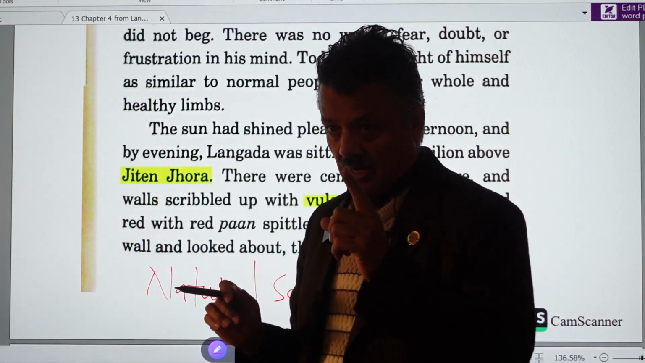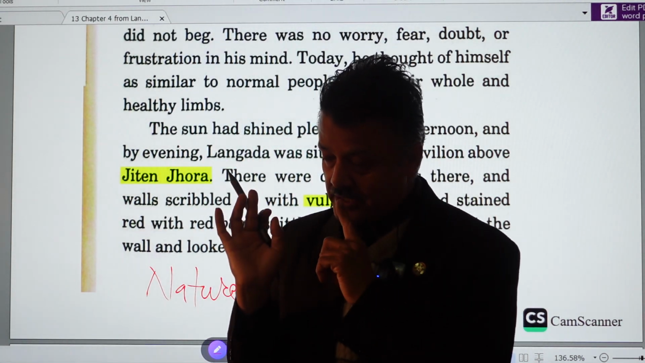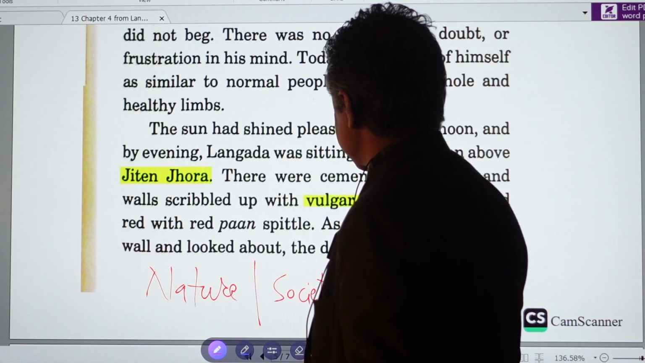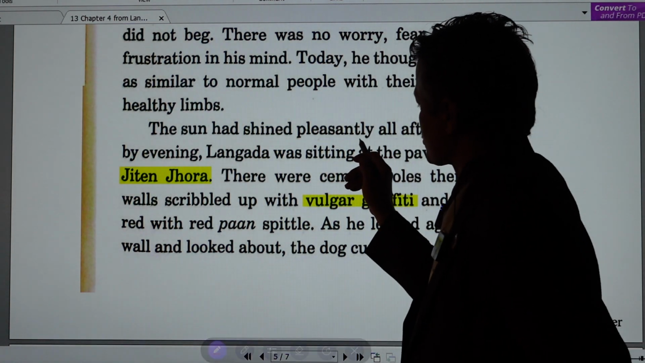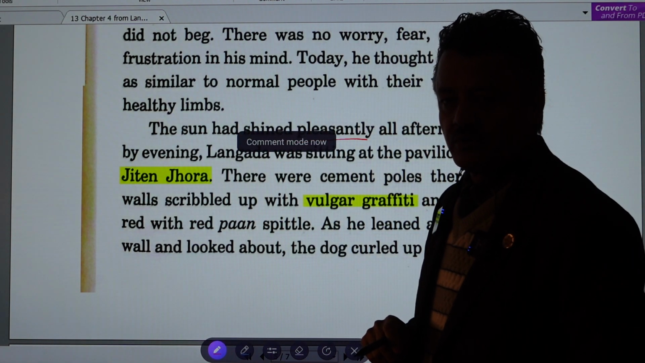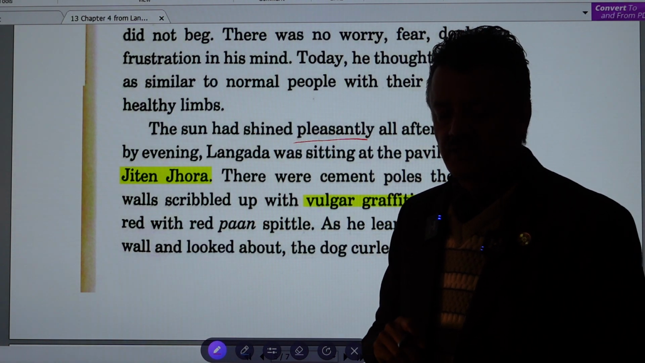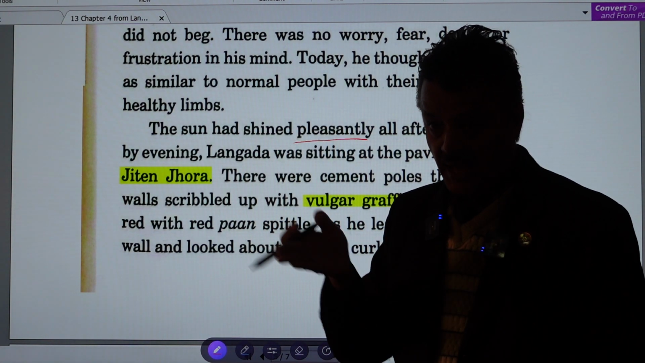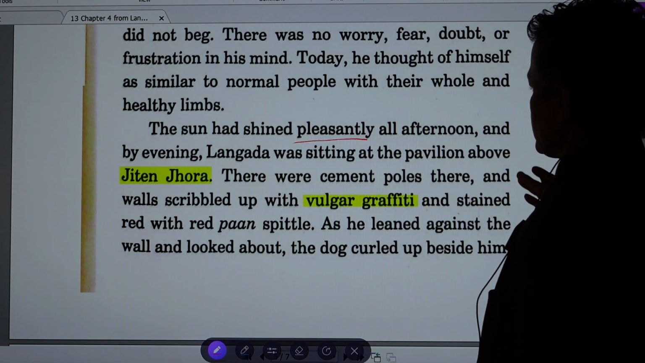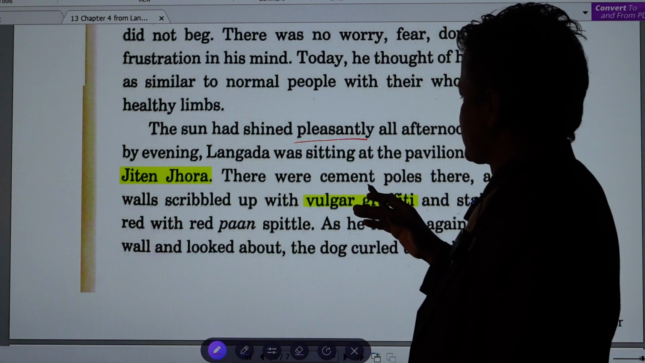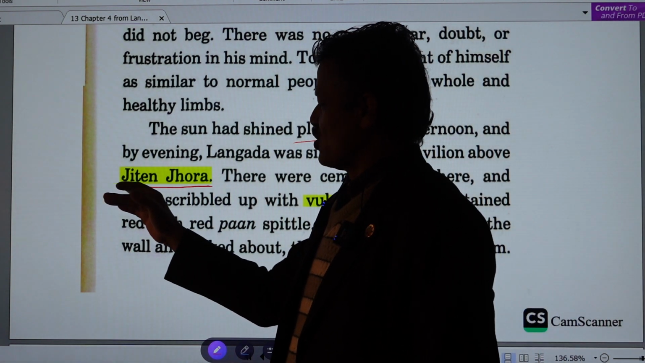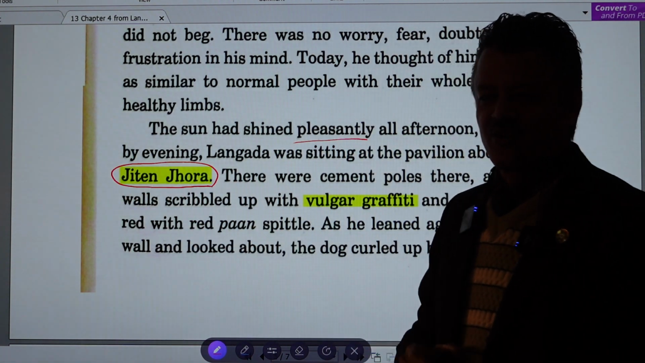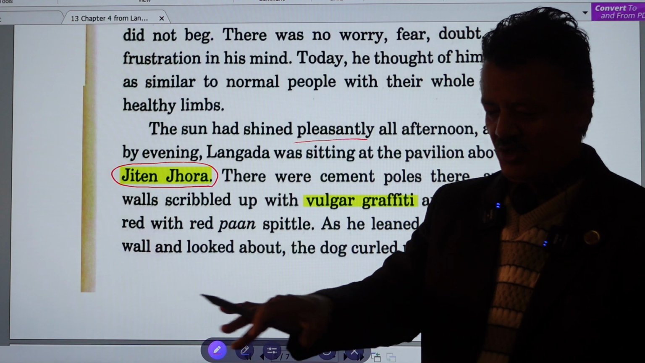Now look, Langada is happy now, right? Now look, nature. The sun had shined pleasantly. Look, when Langada is happy, nature is also pleasant. I told you, writers very carefully take nature and story parallel. All afternoon and by evening, Langada was sitting at the pavilion above Jiten Jhora. The word Jhora comes a lot in Darjeeling language. I don't know what Jhora means actually, maybe a location.